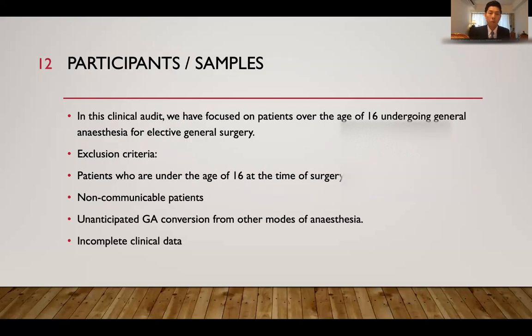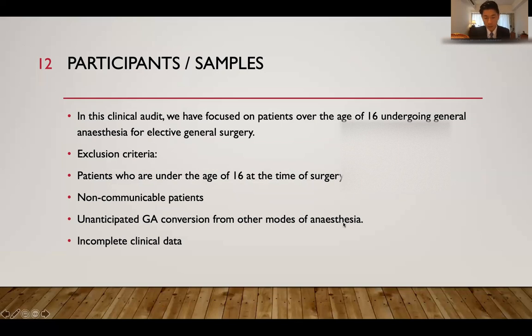All patients are over the age of 16 undergoing general elective surgery. We have excluded some patients: minors under 16, patients who are unable to express themselves freely, and patients who underwent unanticipated GA conversion. So what is unanticipated GA conversion? I'll give you an example.